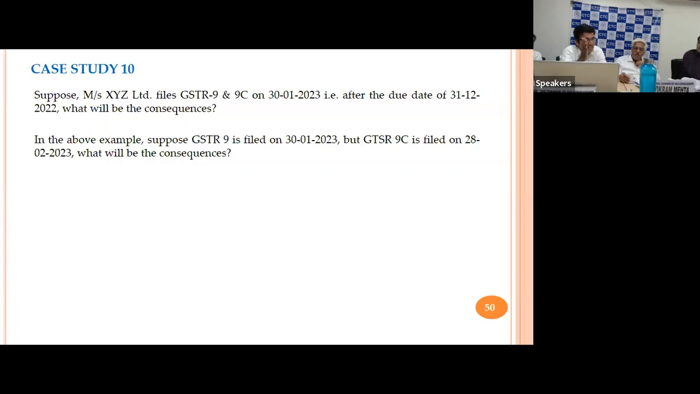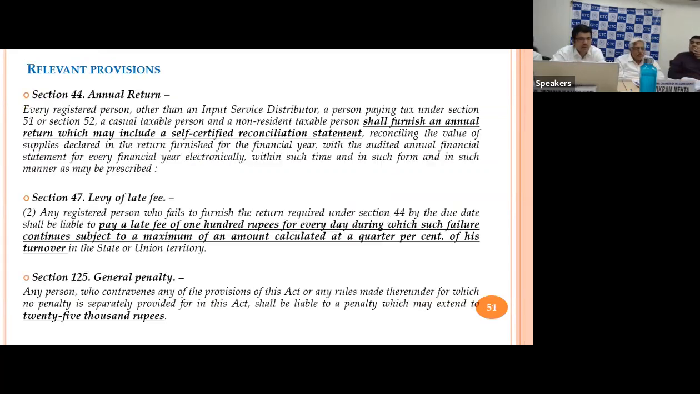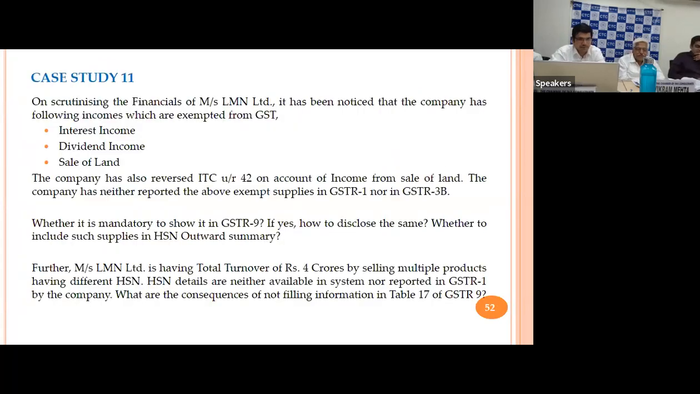Because once you file 9C, both, that is the time when your late fee will stop. So when you have filed your 9 and 9C both, that is when you have complied with section 44. If you have not filed 9C, you have not complied with 44. That is what I'm saying. So in this case, you will pay late fee for 58 days and not for just 30 days. We'll move ahead, sir.